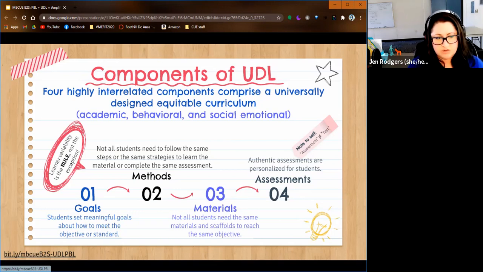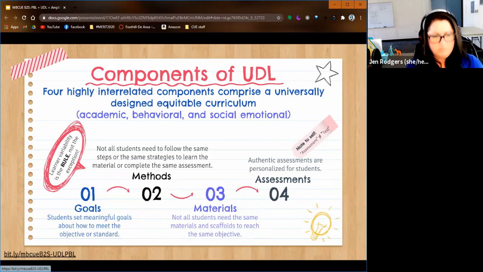And that leads me to materials. They don't all need to have the same materials and scaffolds to reach the same objectives. This can be a little bit scary to hear. I think if you're thinking about planning, you're like, wait a second, I have to provide all these different things up front? Not really, we'll talk about that too.